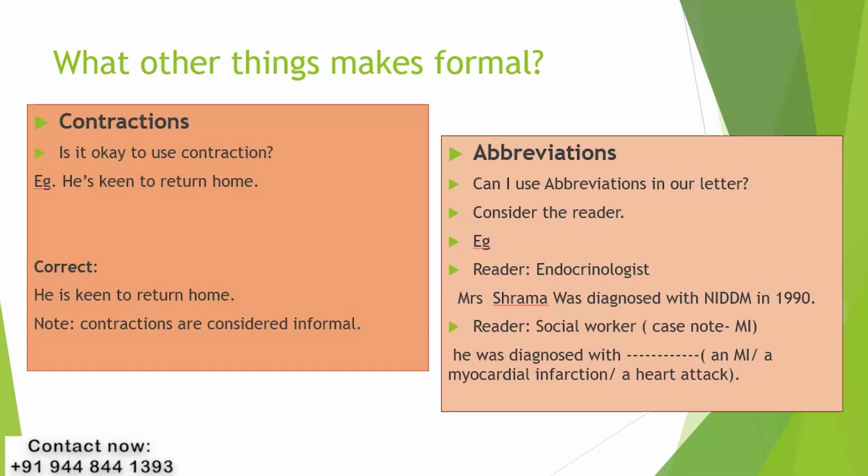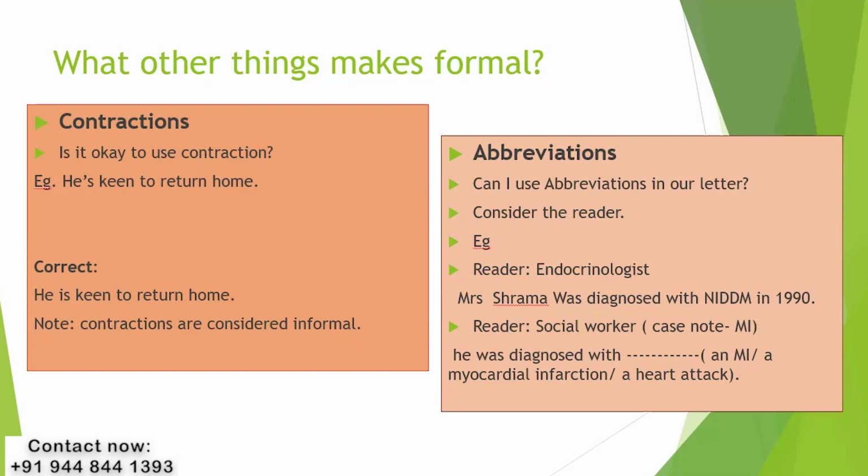And the second example you can see here, social worker. This case note will have MI. A social worker may have some knowledge about MI, but you don't know whether he knows what is meant by MI, what is meant by myocardial infarction. So in that case, you have to write it in an elaborated way. For example, you can choose here, he was diagnosed with an MI, or myocardial infarction, or a heart attack.